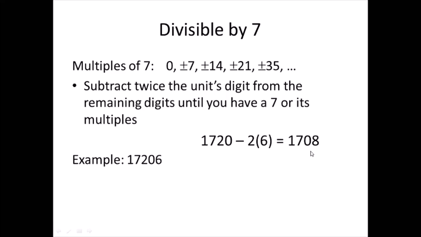So the units digit is 8. Multiply this by 2 and subtract it from the remaining digits, 170.